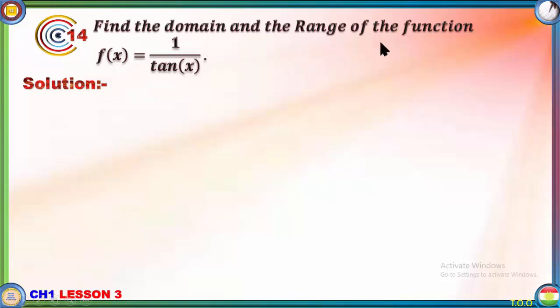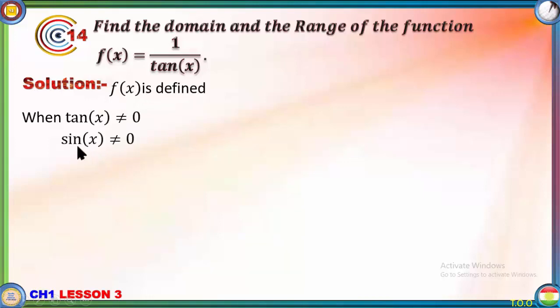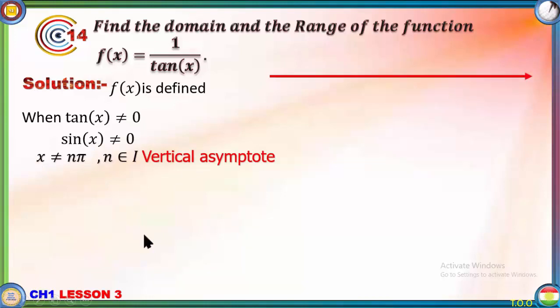Find the domain and the range of the function f(x) equal 1 over tangent x. We have two cases in this example. First one, tangent not equal to 0. f(x) is defined when tangent is not equal to 0. Tangent is sine over cosine, therefore sine must not be equal to 0. When sine x is not equal to 0, then x is not equal n pi. These are the vertical asymptotes.